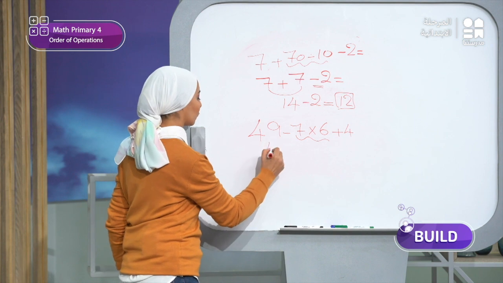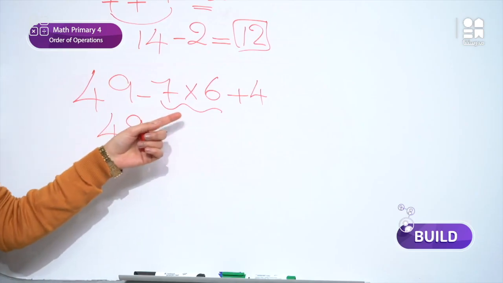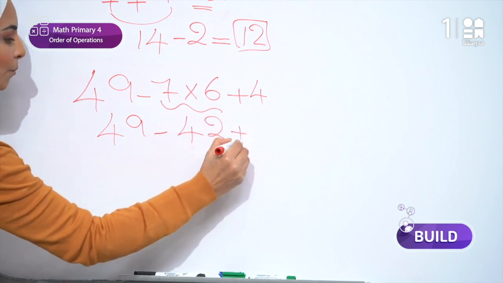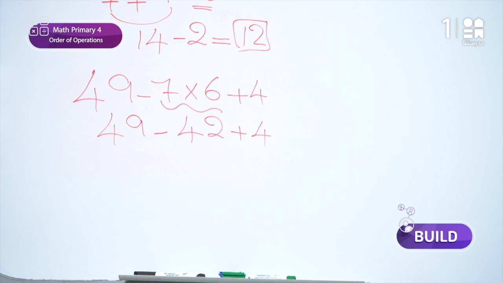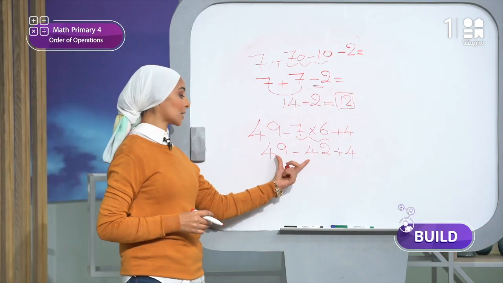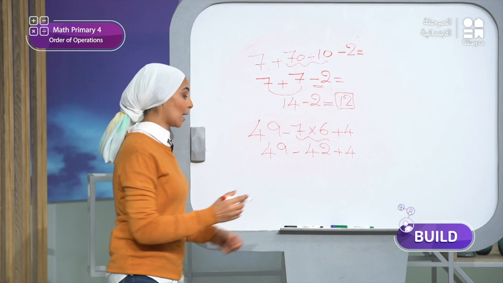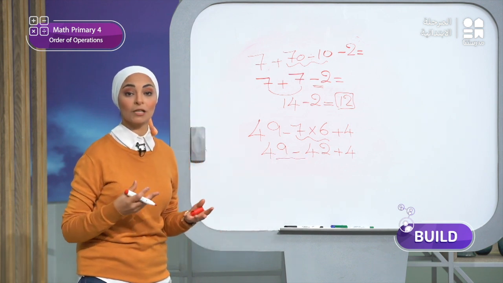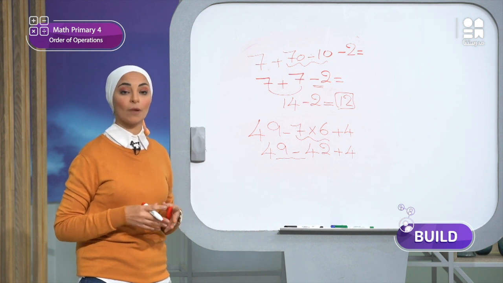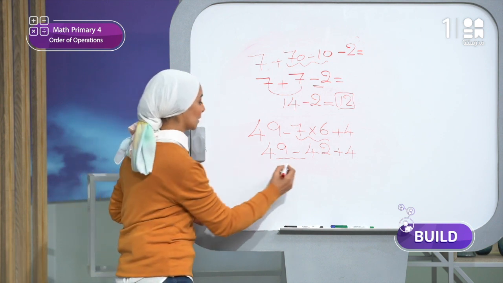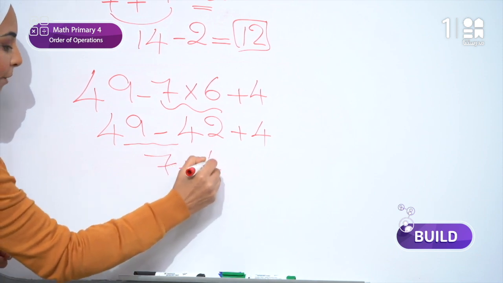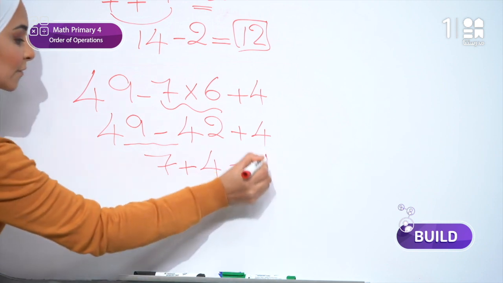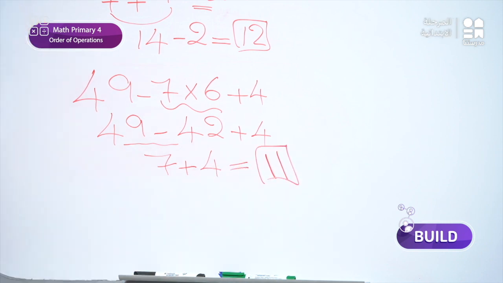Okay, first I will write 49 minus. Here 7 times 6 equals what? 42, so I will write here 42 plus 4. What is the next step? Yes, I will make subtraction from left to right. I will do 49 minus 42, right? 49 minus 42 equals what? 49 minus 42 equals 7. So I will do 7 plus 4, right? And then 7 plus 4 gives me what? 7 plus 4 gives me 11, and this is my answer.